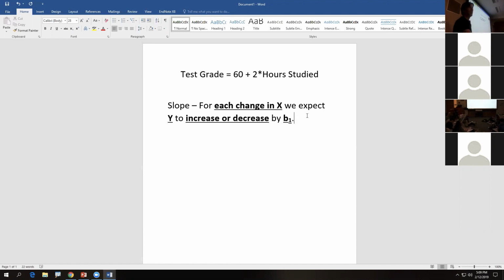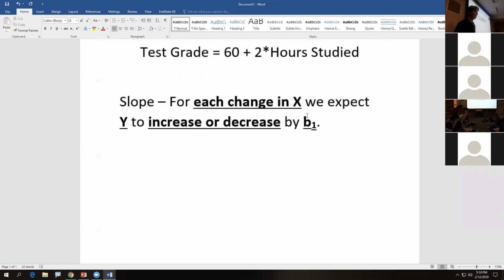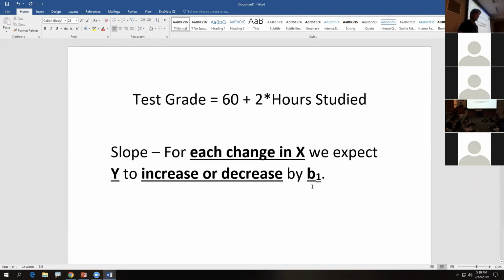So who wants to raise their hand online or in class? Go ahead and give it a shot. For each hour studied, we expect the test grade to increase by 2. By 2, yes. And then here's the biggest thing. Great job there, and I'll repeat the answer so online can hear it. For each additional hour someone studies, we expect their test grade to increase by 2 points.